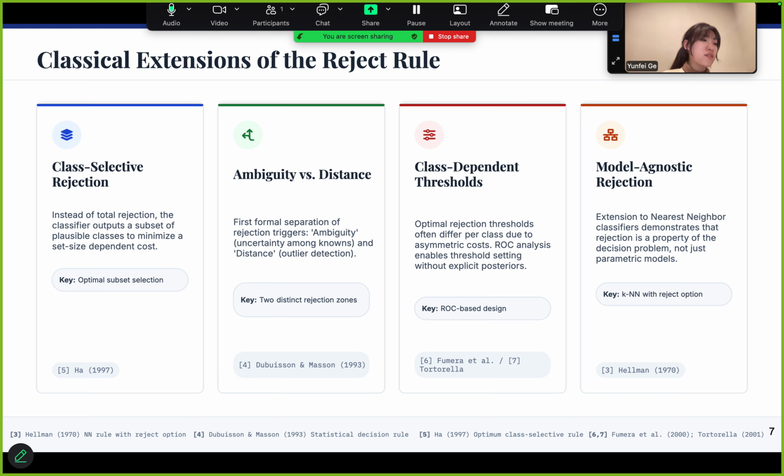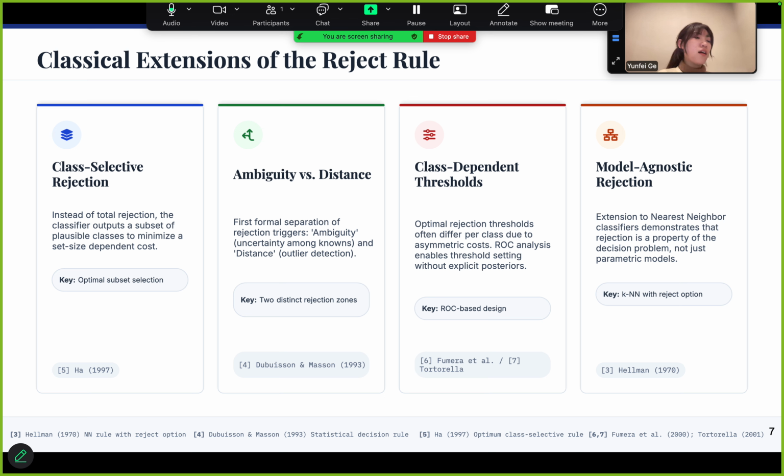Fumera and Tortorella addressed class-dependent costs. Different classes have different misclassification costs, so the optimal rejection threshold should differ per class. Tortorella derived this in the ROC plane, which is useful because you do not need explicit posteriors to set the threshold.